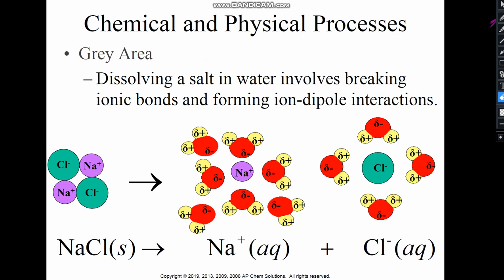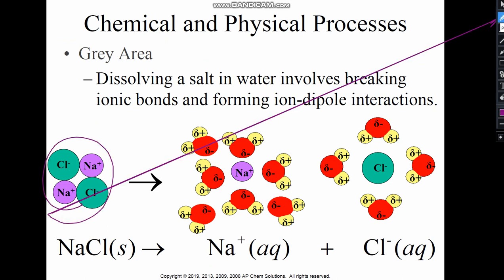Now, interestingly enough, there is a little bit of a gray area because, you know, in chemistry we can't have everything be exact. Everything has to have these little exceptions to the rule. Dissolving a salt in water to become an aqueous salt in water actually involves both chemical and physical processes. It involves both the breaking of the ionic bond, the ionic bond between sodium and chlorine, and it also involves the forming of ion-dipole interactions.